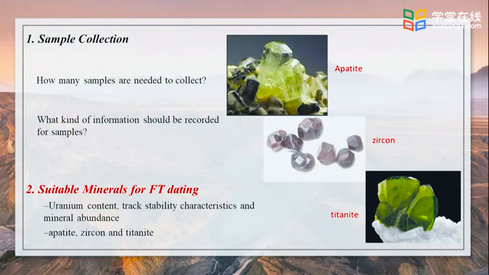What are the suitable minerals for fission track analysis? Uranium content, track stability characteristics, and mineral abundance were considered to be factors for choosing suitable minerals for fission track analysis. Apatite, zircon, and titanite, which commonly present as primary accessory minerals in many igneous and metamorphic rocks, and as detrital components in some sedimentary rocks, are the most widely dated minerals among more than 100 uranium-bearing minerals and glasses.